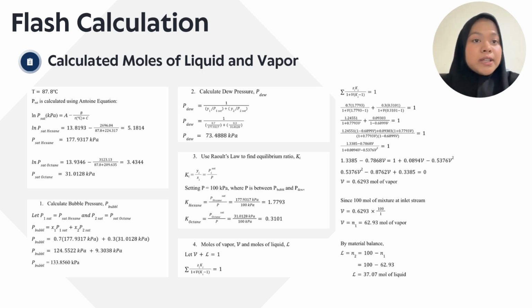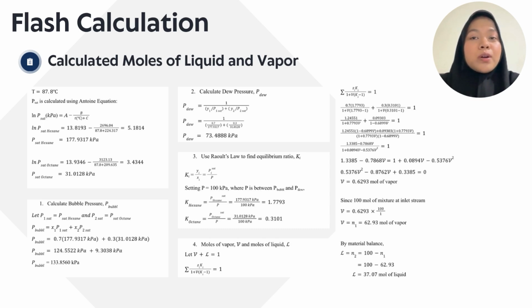After we get the P saturation, we can calculate bubble pressure, where P1 saturation equals P saturation hexane and P2 saturation equals P saturation octane. P bubble equals x1 times P1 saturation plus x2 times P2 saturation, and P bubble equals 133.8560 kPa.